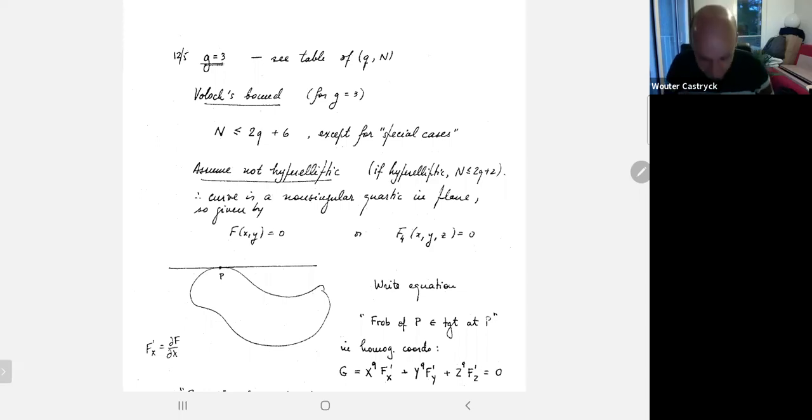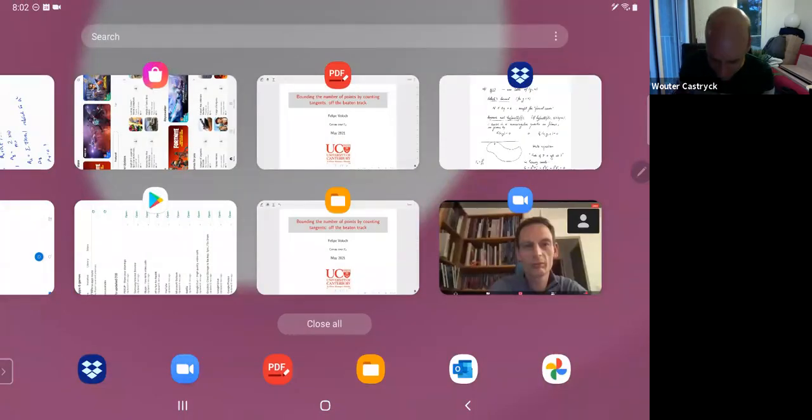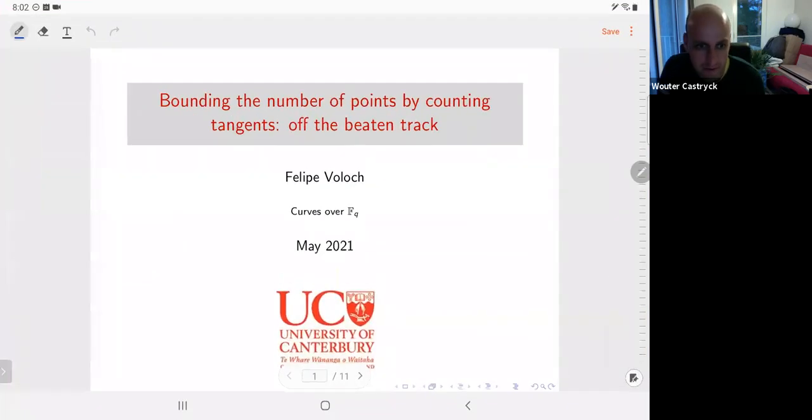And it's a pleasure for me to introduce Felipe Voloch from the University of Canterbury, where it's morning, I guess, now. And he's going to talk about the part of Serge's book, or follow-up work on that, that is already on the screen. So the title of this talk is Bounding the Number of Points by Counting Tangents off the Beaten Track. So please, Felipe, go ahead.